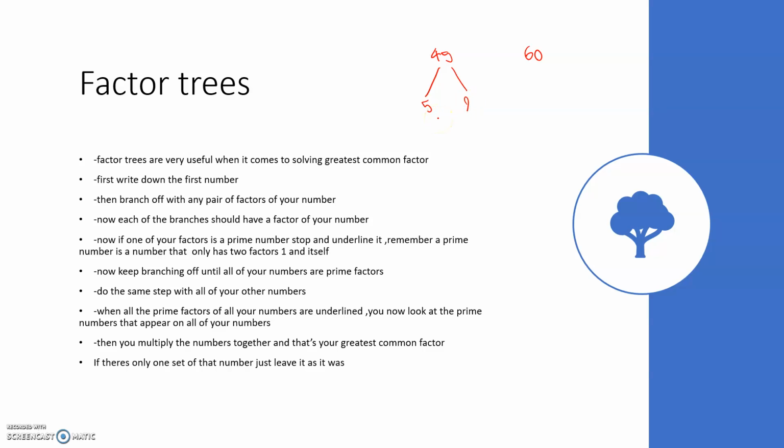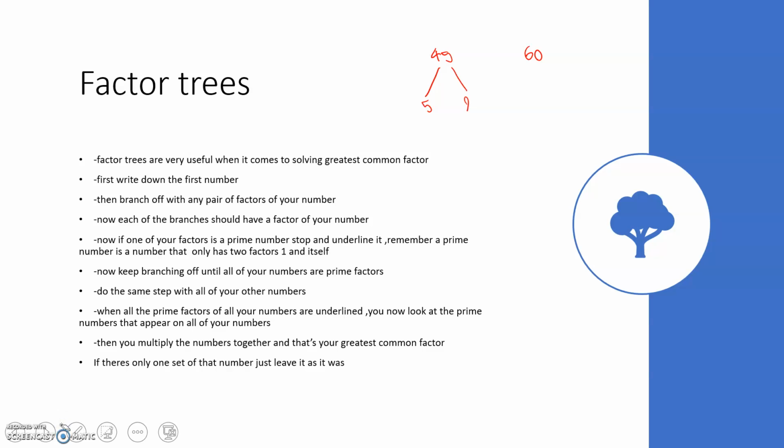So now each of your branches should have a factor of your number. Now, if one of your factors is a prime number, stop and underline it, and do not keep going. Remember, a prime number is a number that only has two factors, one and itself. So I told you, don't keep going after, because when you keep going, it's going to go on forever. And it will also not work for this method.